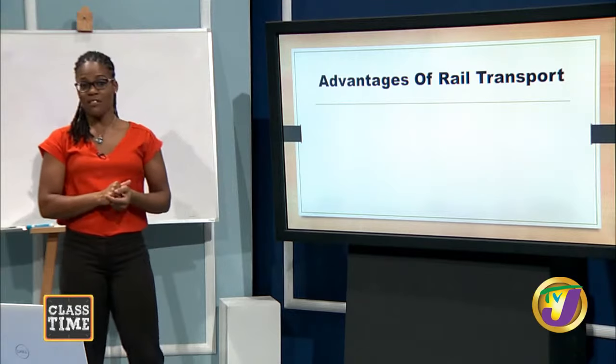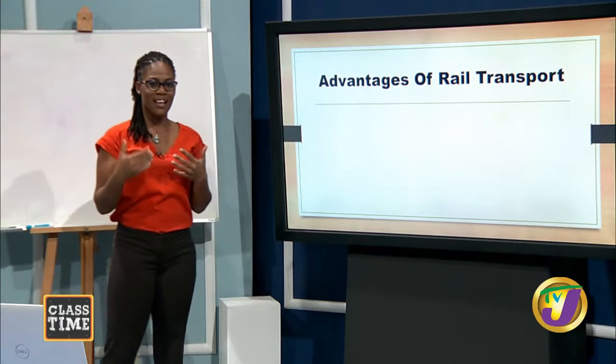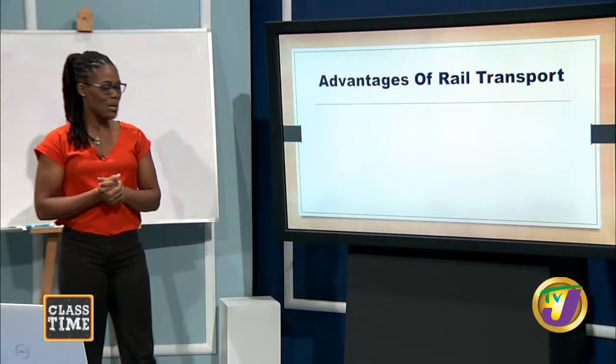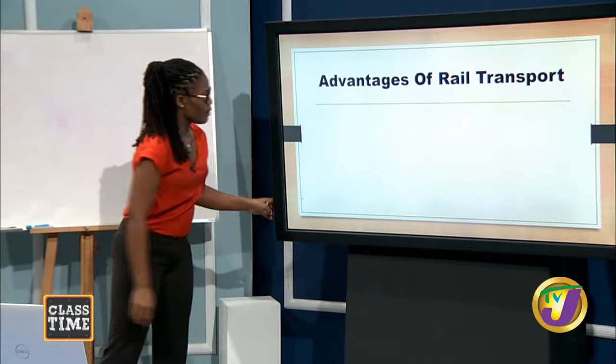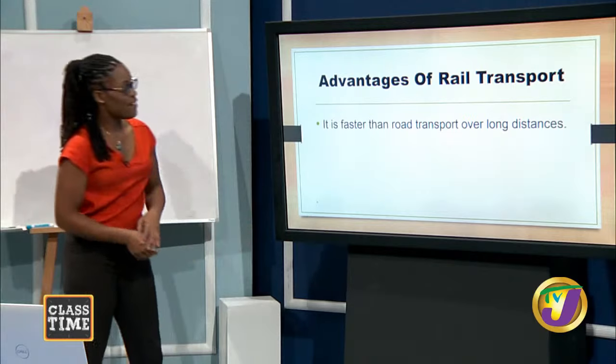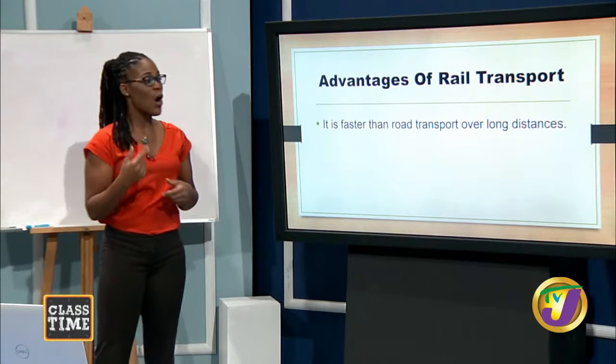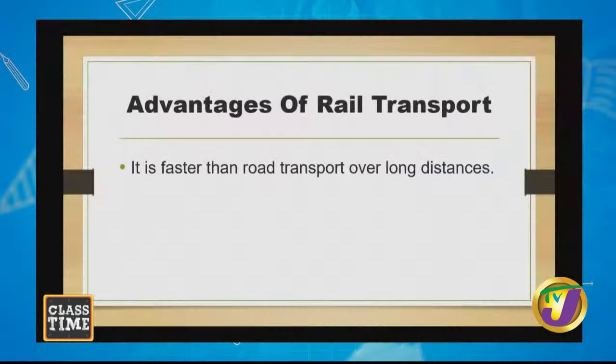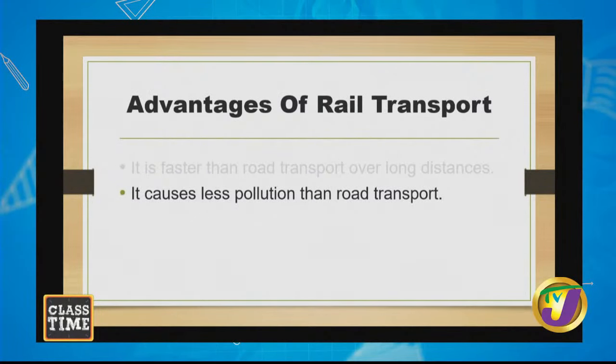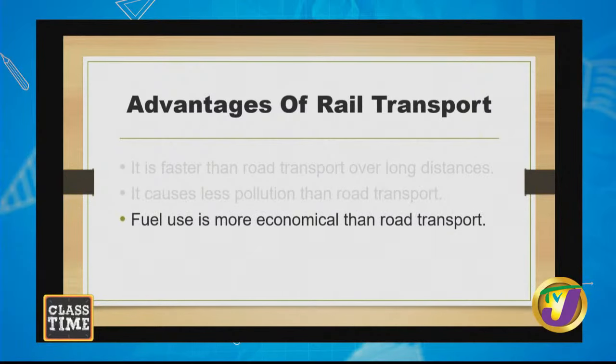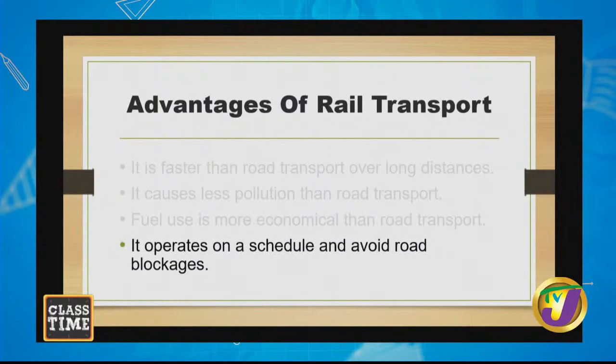Now, are there advantages of rail transport? Of course. What do you think these are? Write some down. Good? Now, it is faster than road transport over longer distances. So that's one advantage of rail transport. It causes less pollution than road transport. Fuel use is more economical than road transport. And it operates on a schedule, so it avoids road blockages. You know exactly when to expect the train. Good.